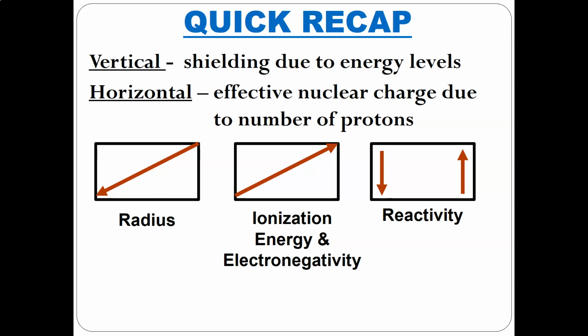So it's really important that you keep these two little bullet points in mind. If it's an up and down question, think about the size of the energy levels and that shielding effect. If it's a side to side question, think about the number of protons and how that will change the size and how that will change all your patterns. Your radius gets bigger going down to the left. Ionization and electronegativity increase going up to the right. For reactivity, metals increase going down because they want to lose electrons. The nonmetals increase reactivity going up a column because they're trying to gain those electrons.